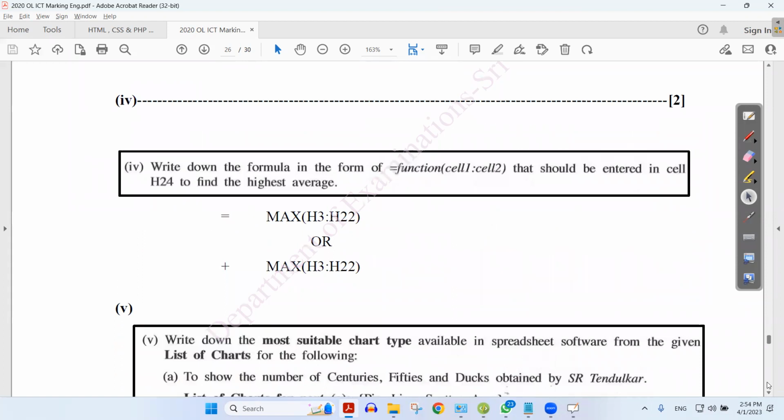And the fourth part, it is asking write down the formula in the form of function cell 1 colon cell 2 that should be entered in cell H24 to find the highest average. So the averages are given from H3 to H22. So if we are going to find the highest average, it's going to be the max function that we are using. So we have to say equal max H3 colon H22, which will gain you another 2 marks.